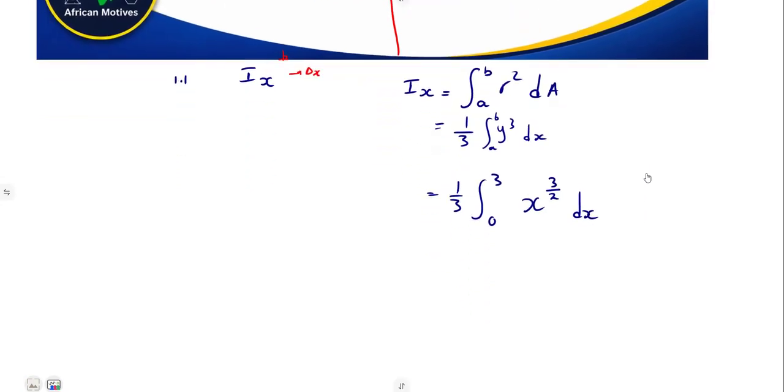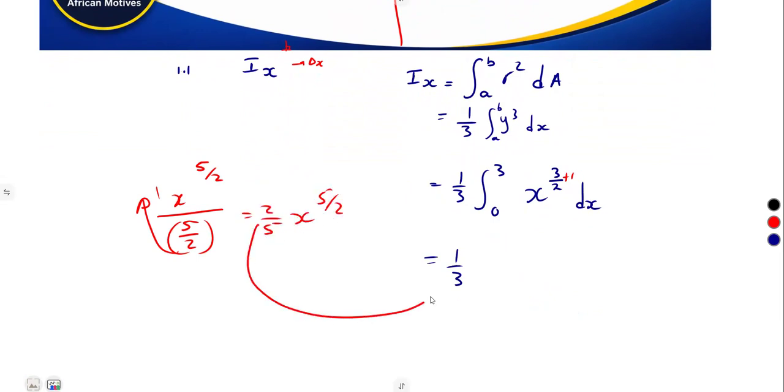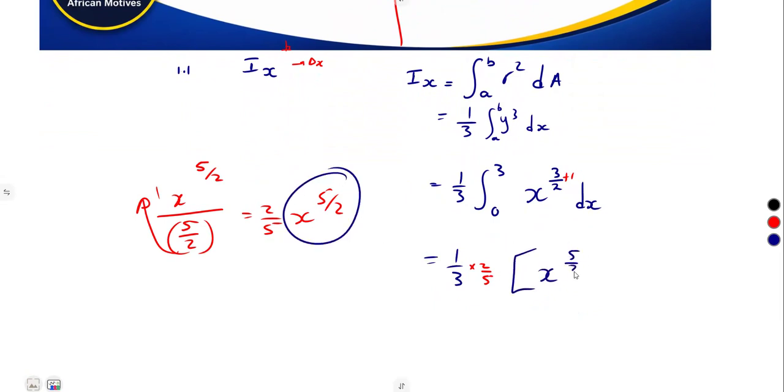So basically, that is what you're going to have, and you can simply integrate this with respect to x. So let us add 1, that's x to the exponent of 5 over 2. So it's going to give us 5 over 2 over 5 over 2. So this is simply here 2 over 5, x to the exponent of 5 over 2. So this one is going to simply multiply outside the 2 over 5. Then we're going to take this x to the exponent of 5 over 2. Then we have our limits just like that.